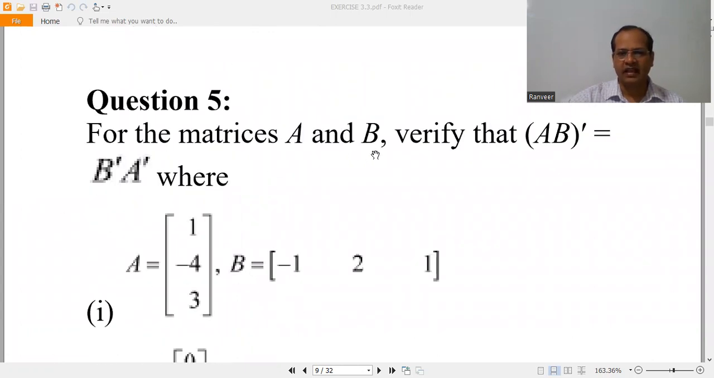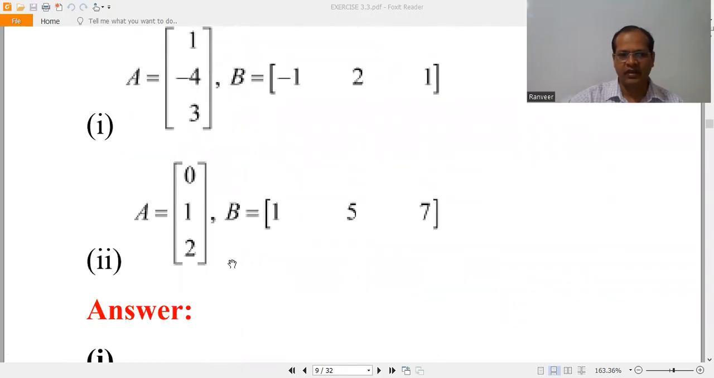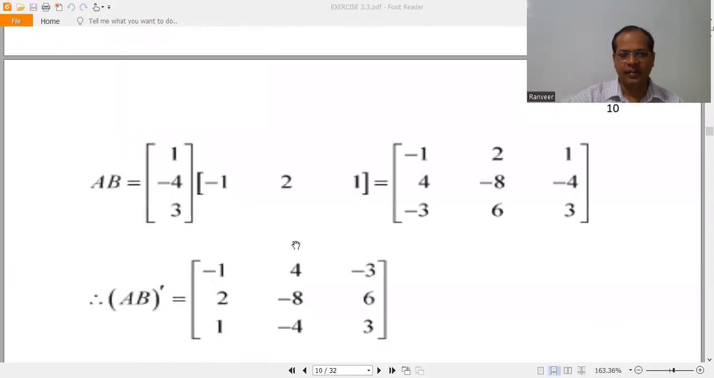For the matrix A and B, verify AB transpose equal to B dash A dash, where this is the given value, A and B is this value, second A and B is this value. First question, we have to find out the product of AB. This is the A and this is the B, and this is a 3:1 matrix and this is a 1:3 matrix.